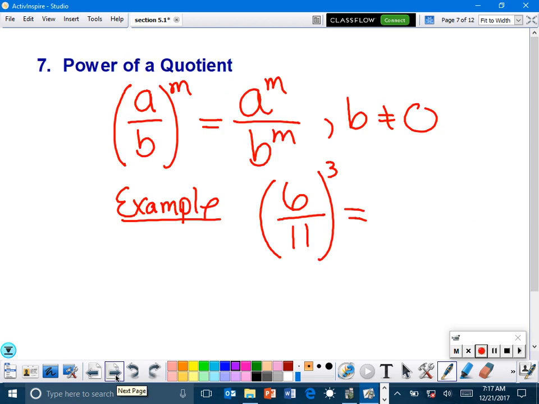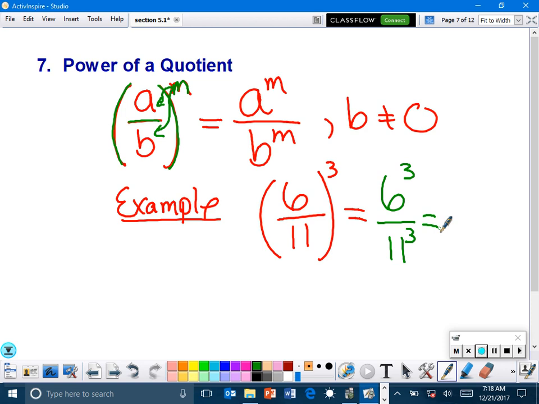The next one, power of a quotient. So in this case, you will notice we have something inside parentheses. It's a over b, so a divided by b. All of that is to the m power. You notice the parentheses go around the top and the bottom. Well, when that's the case, the m gets shared with both the a and the b. Okay, so in this example over here, we can rewrite this as 6 to the 3rd power over 11 to the 3rd power.